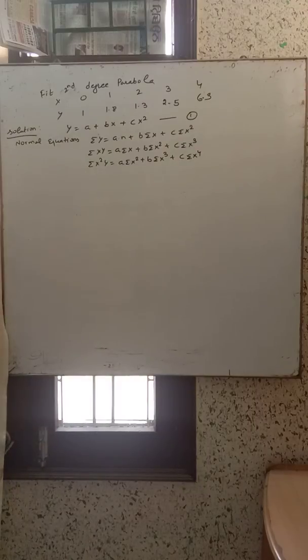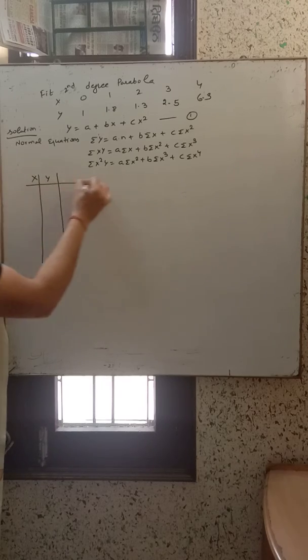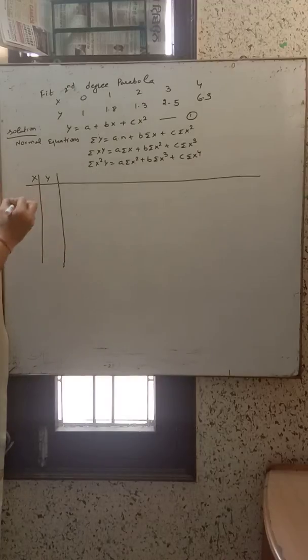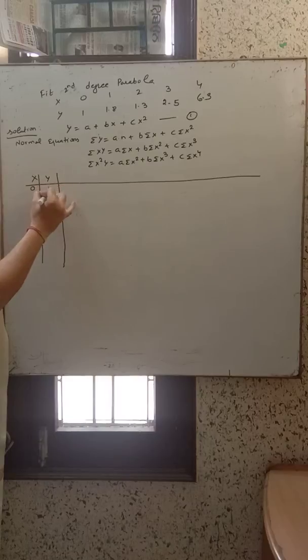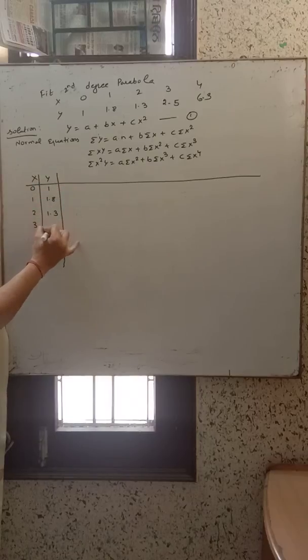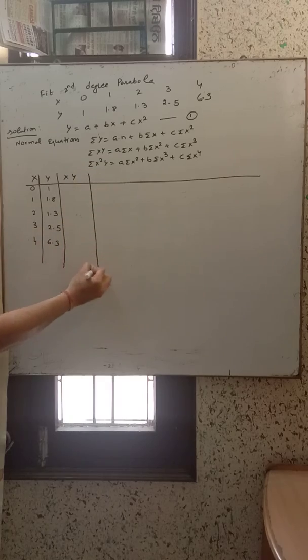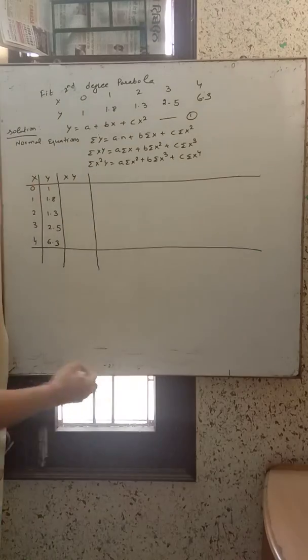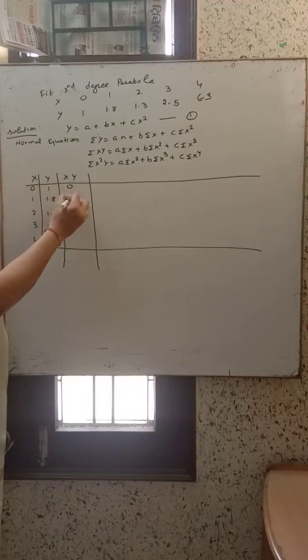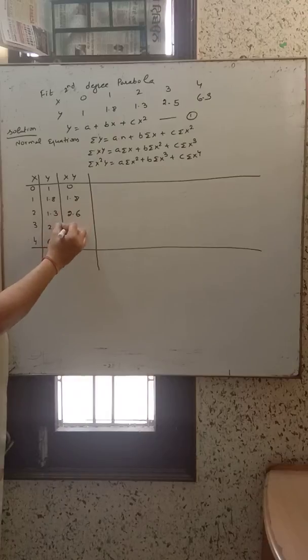Now to find all the values, we make a table. X and y are given. Values of x are again 0, 1, 2, 3, 4. Y is 1, 1.8, 1.3, 2.5 and 6.3. So first we find xy. For this, multiply x with y. So this comes out to be 0, 1.8, 2.6, 7.5 and 25.2.